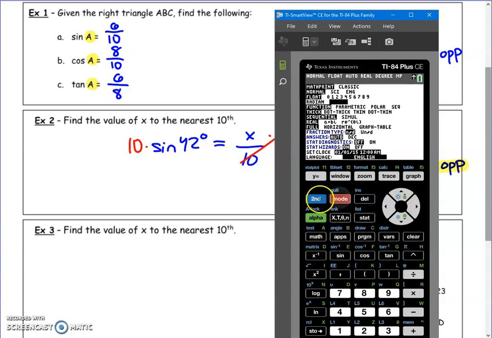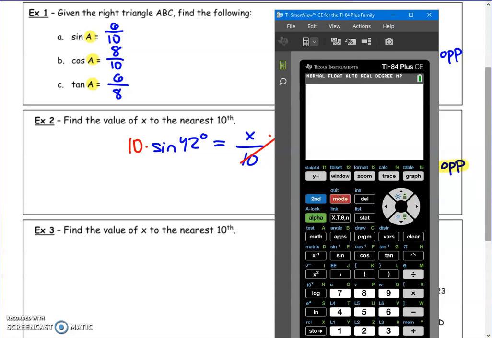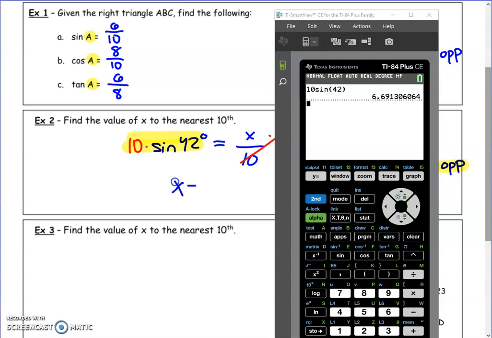Now you can hit second mode again to get out of that. And now all you have to do is put this into the calculator exactly the way you see it. You don't even need to put the degree symbol in there because we're already in degree mode. So I'll type in 10. You don't even need the multiplication sign. Sine, S-I-N, it's 2 buttons above the 7. 42. Close your parentheses, hit enter, and there's your value of x. We just need to round to the nearest tenth, it said. So 6.7.